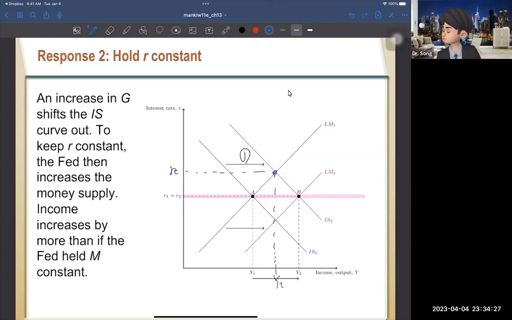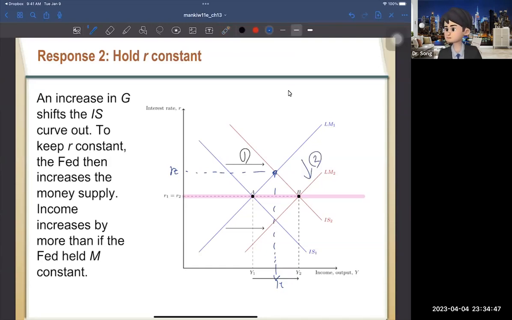But in this response, the central bank doesn't want to have a higher interest rate RT, right? So that means they need to go back to this interest rate. Then what they need to do is shift this LM curve to the right to go back to this interest rate, okay? So in the case of the central bank, they need to implement expansionary monetary policy, okay?